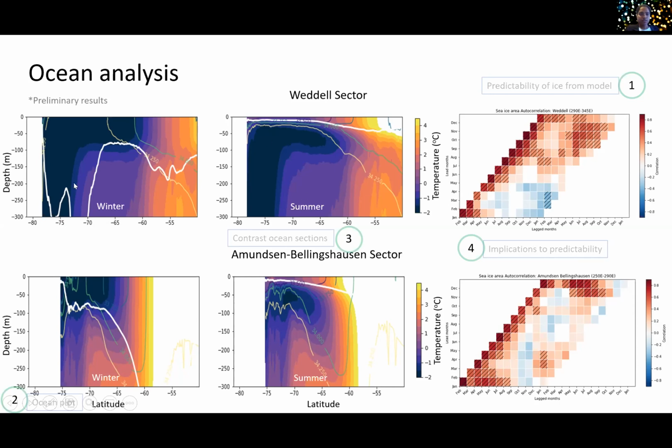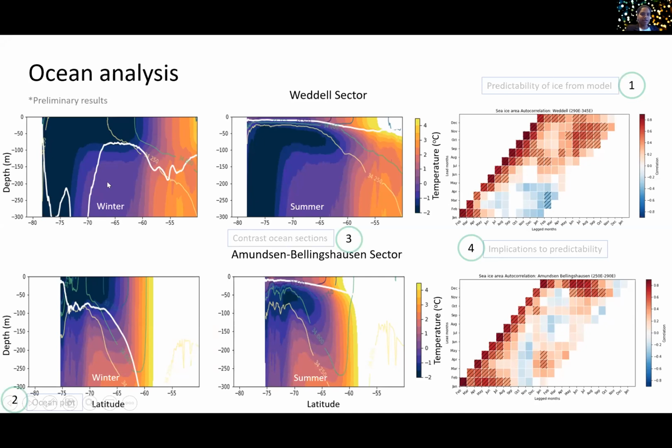These 4 plots here are the ocean analysis ones. What we have done is latitude-depth sections, showing the climatological mean for winter and summer. It is the temperature profile with the salinity contours, and the thick white line is the mixed-layer depth from the model. The first row is all for the Weddell sector, and the bottom row is for the Amundsen sector.